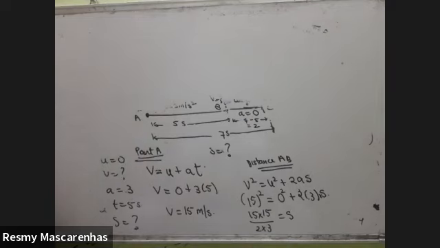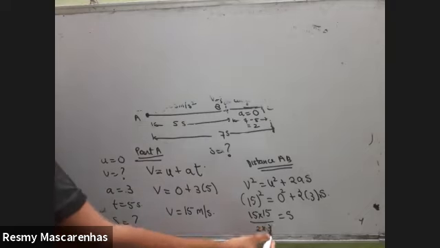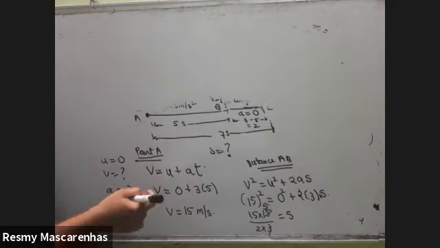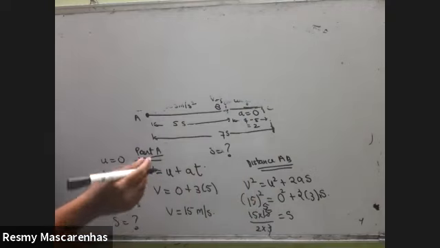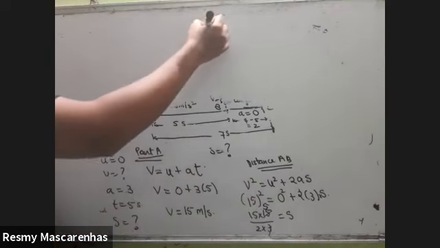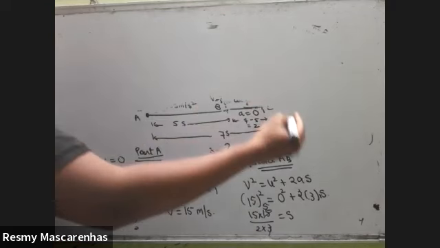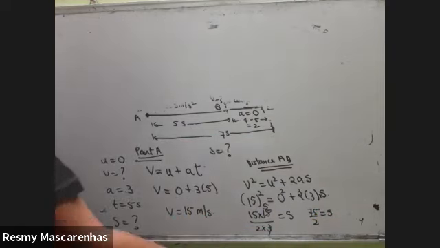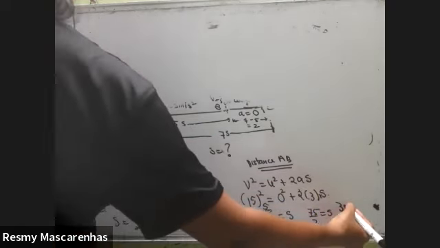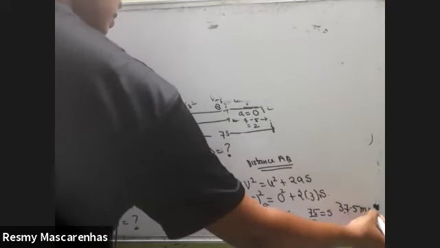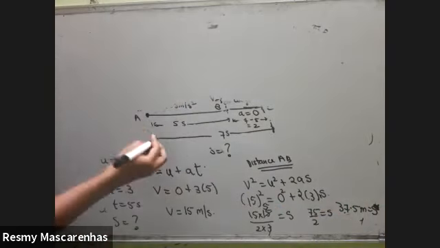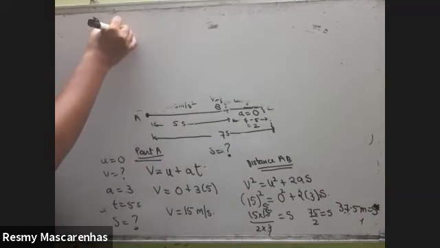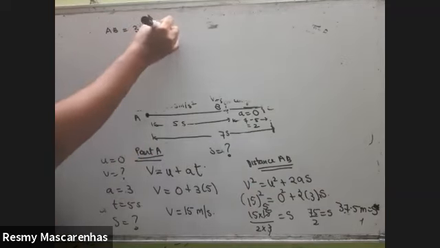And then calculate. So it will give you 75 by 2. So that is 37.5 meters. So your distance from here to here, A to B, is 37.5 meters.